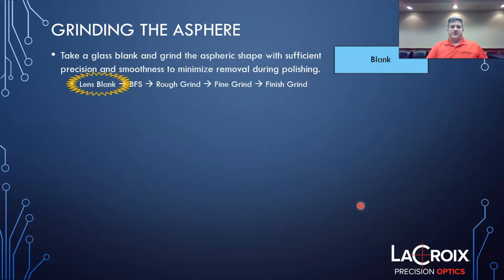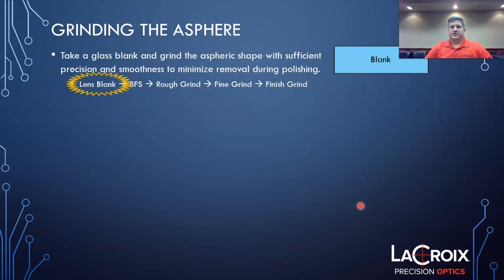So, first step in making an asphere, of course, is to actually grind the surface. So, the idea here is we want to take our raw chunk of glass and we want to grind it with sufficient precision and finish that we can minimize our polishing time. Polishing is where a lot of the issues can come into play with an asphere, whether it's rounding edges or putting in mid-spatial frequencies. So we want to minimize how much time we spend polishing.